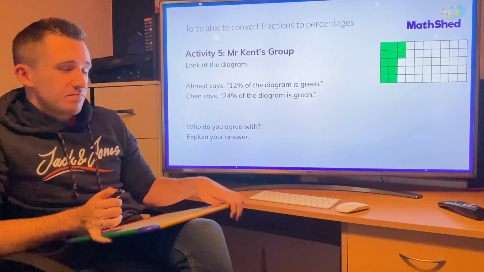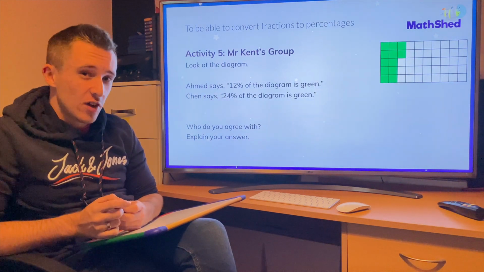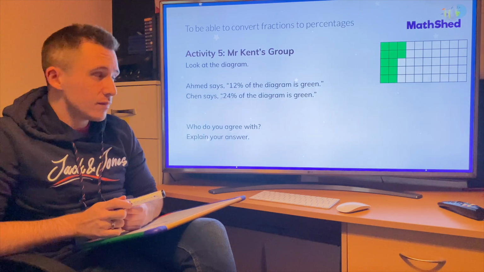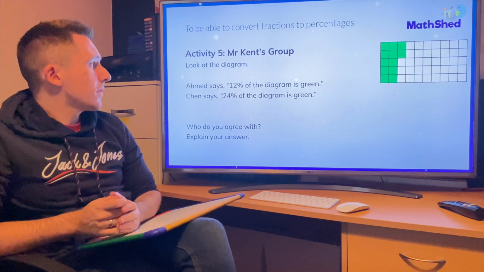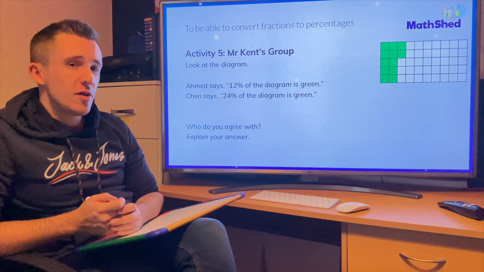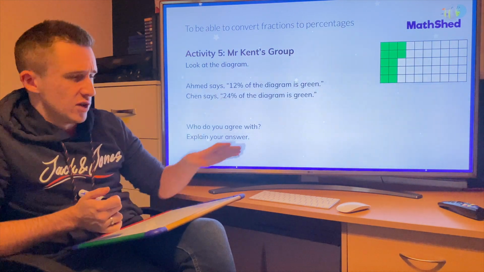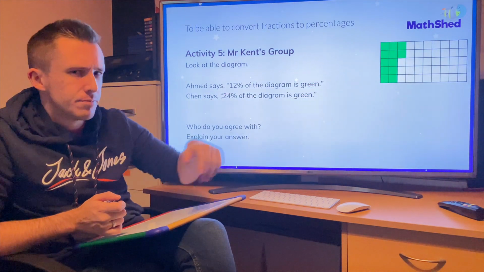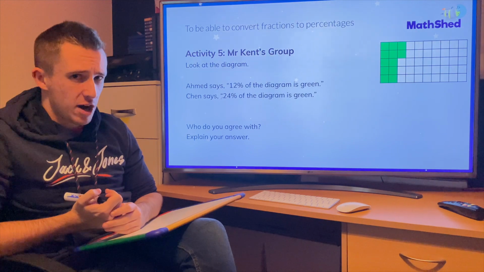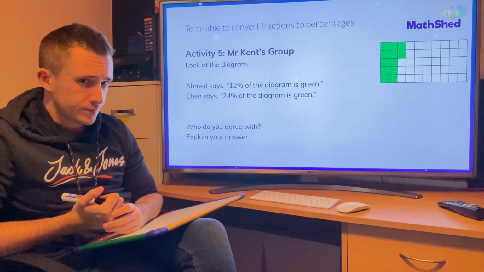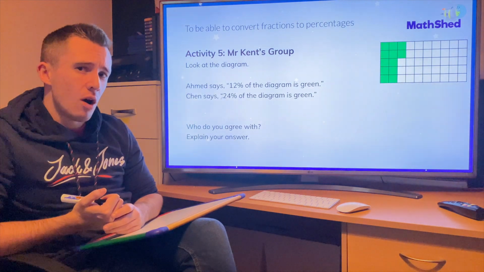Okay. Activity 5 then is aimed at my group, and I'm not really going to explain it because I want you to have a go at it. Have a look at the diagram. Ahmed says 12% of the diagram is green. It doesn't look very green, but that's meant to be green. Chen says 24% of the diagram is green. Who do you agree with and why?